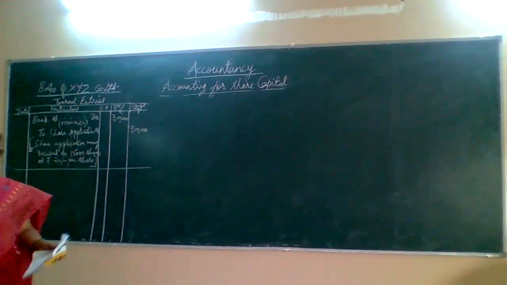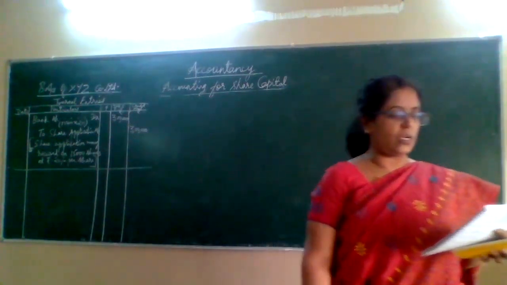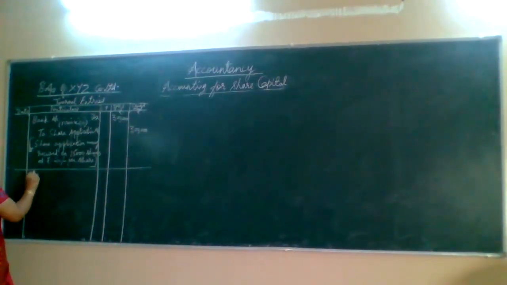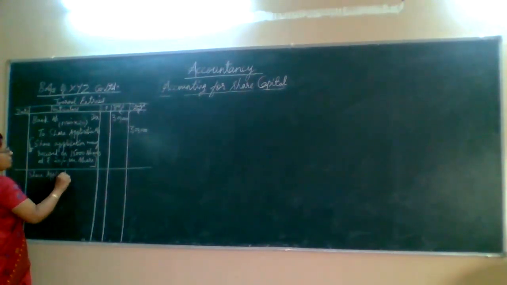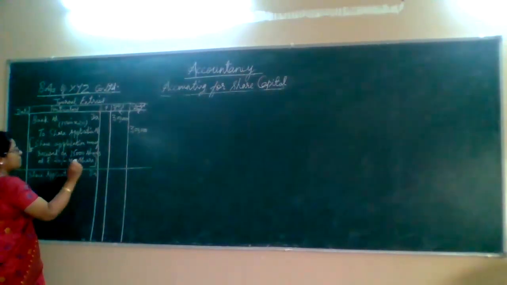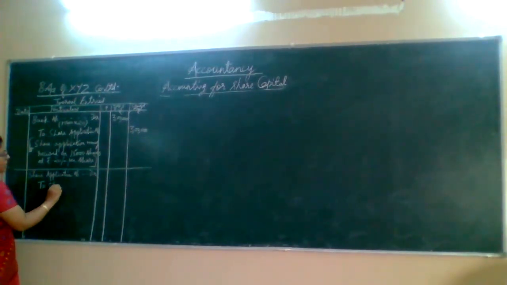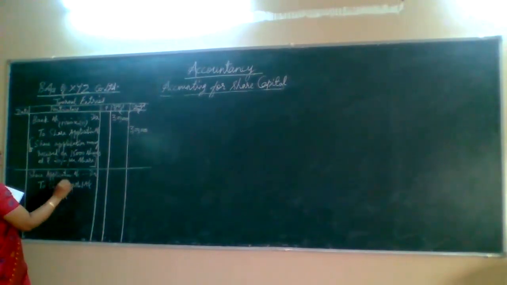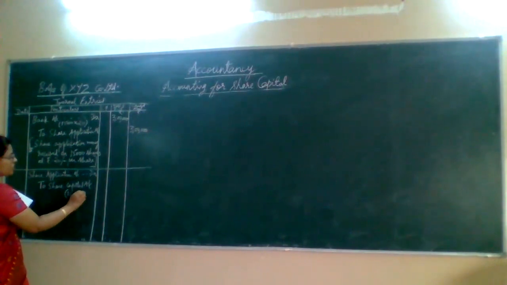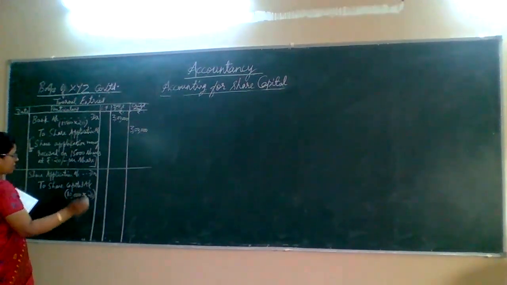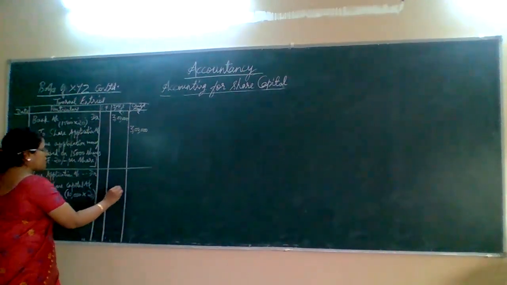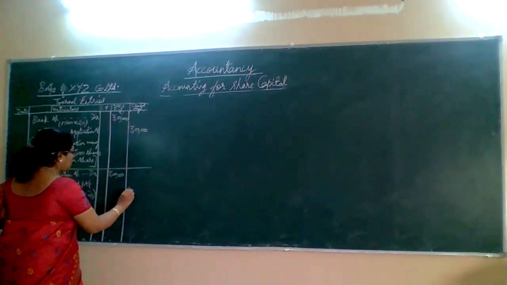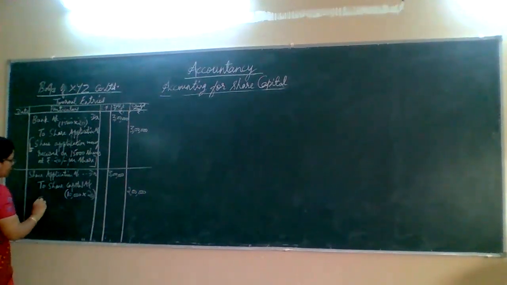What will be the second entry? The second entry will be for transferring the application money to the share capital account. Share application money transferred to capital account. The entry will be share application account to share capital account. How many shares? To share capital account, 10,000 shares are allotted. So 10,000 shares into the application money of 20 rupees, 10,000 into 20, 2 lakhs. Here, share application account debit 3 lakhs, to share capital account 2 lakhs.